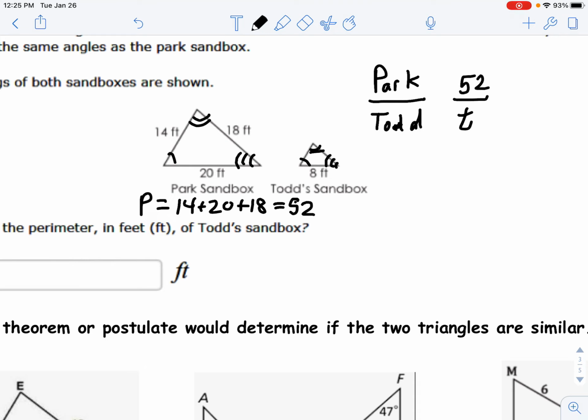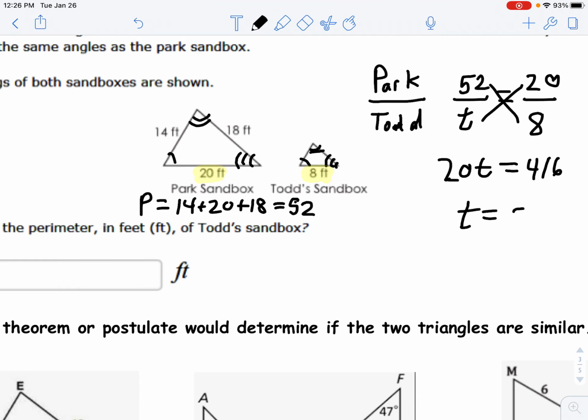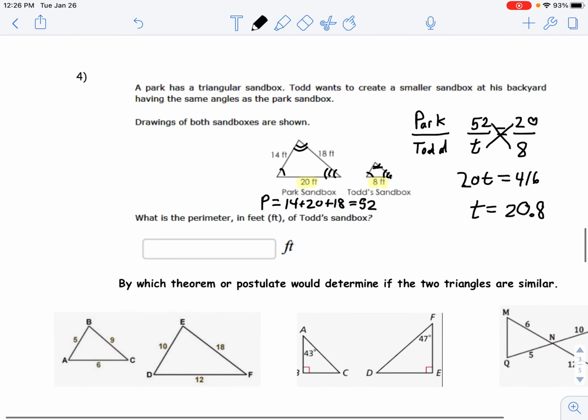All right. So we know the perimeter of the park. We need to find the perimeter of Todd's. Well, we can match up corresponding side lengths, because remember, the ratio for sides is the same as the ratio of perimeters, because perimeter is just a sequence of side lengths. So since they have the same scale factor, I can set this up. I'm going to get 20t equals 416. Divide both sides by 20. And Todd's sandbox perimeter should be about 20.8. All right, 20.8 feet.